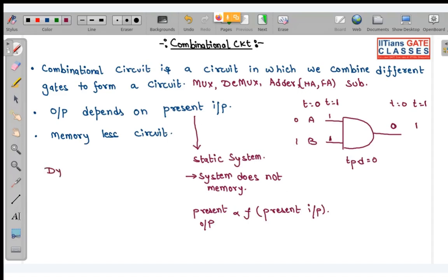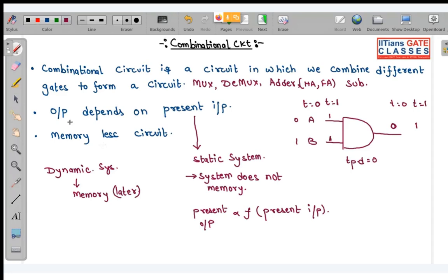Now another type of system we have is the dynamic system. This we are going to see in the next chapter when we study sequential circuit. Dynamic system is basically a memory system. We will talk about this later. At the moment, you can just note this much down that dynamic systems are memory systems, and this we are going to study in sequential circuits.